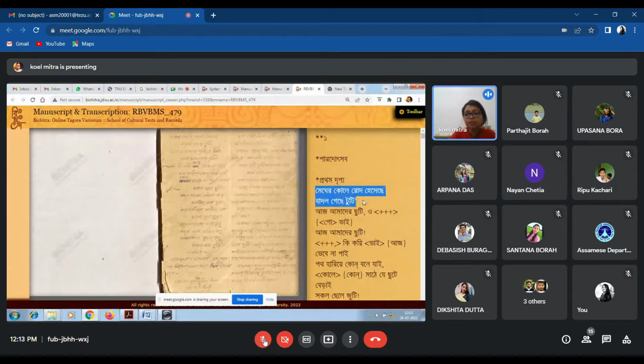মেঘের কোলে রোদ এসেছে বাদল গেছে টুটি আজ আমাদের ছুটি ও ভাই আজ আমাদের ছুটি.